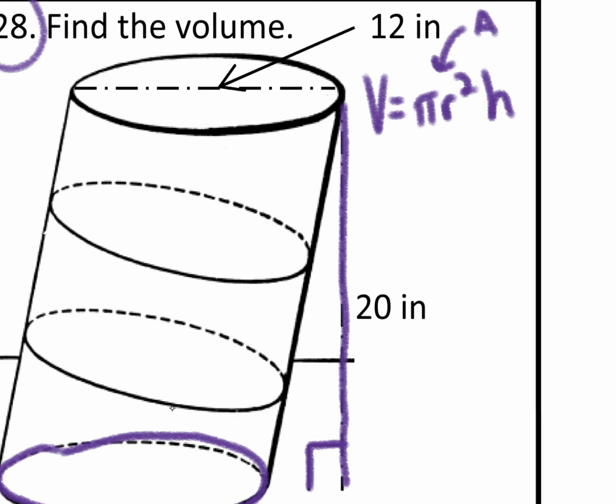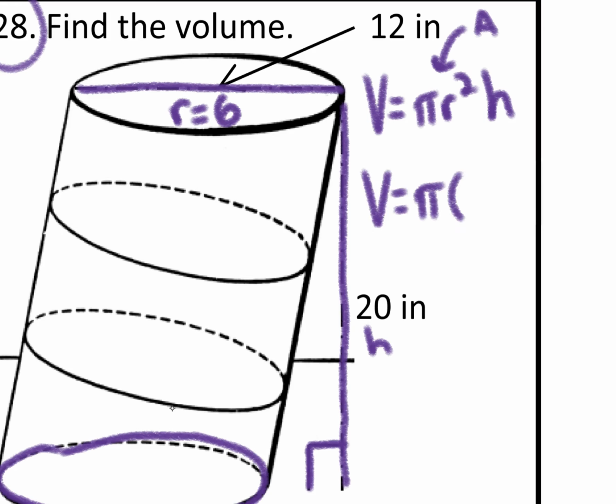So all we have to do is substitute in our values. We need a radius and a height. Well, we know the height is 20. And if we go up here, they give us this distance across the circle, the diameter, that's 12. So halfway, that's going to be our radius, which is half of 12, or 6. So from there, we just substitute in our values. Volume is equal to pi times our radius, which is 6, squared, times our height, which is 20.